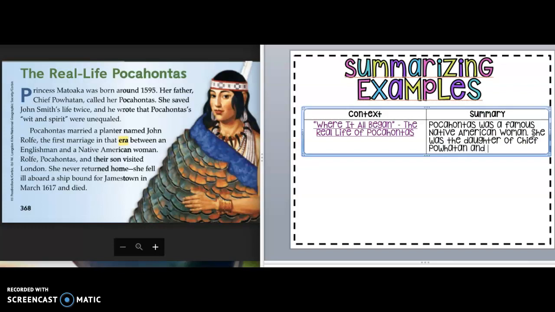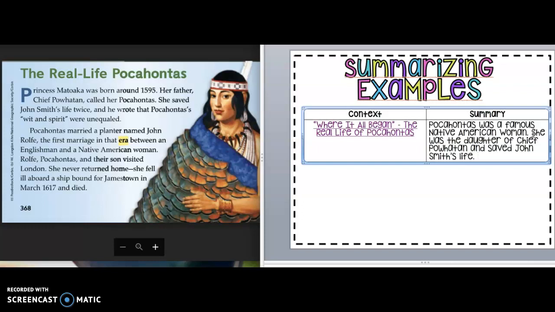And we also decided that the fact that she saved John Smith's life was important too. So I'll stick that in there. And saved John Smith's life. So that takes care of all the important details from paragraph 1.